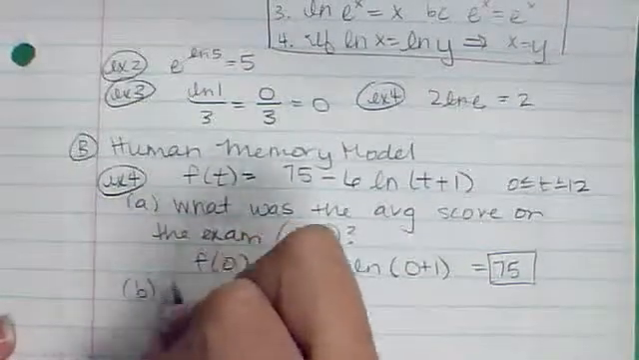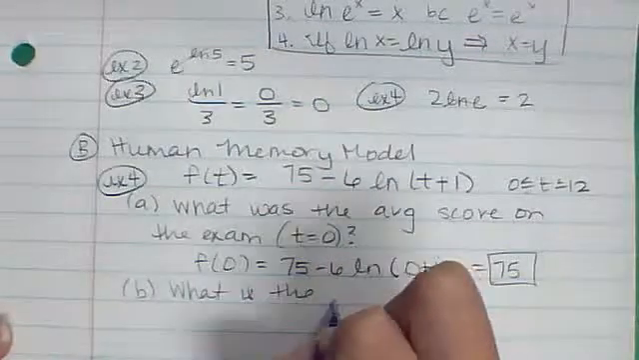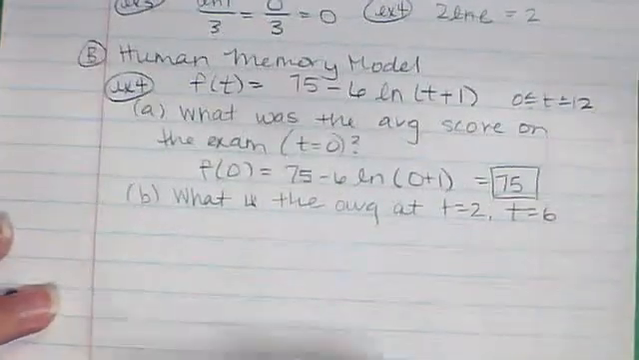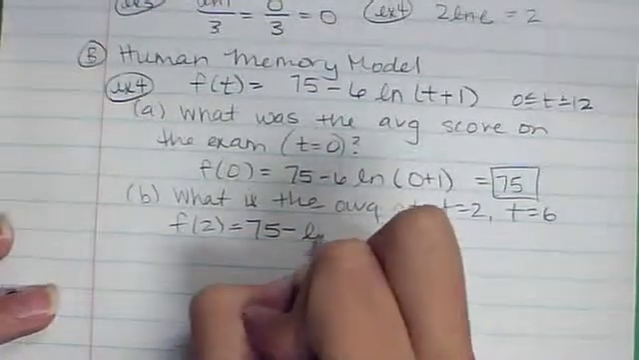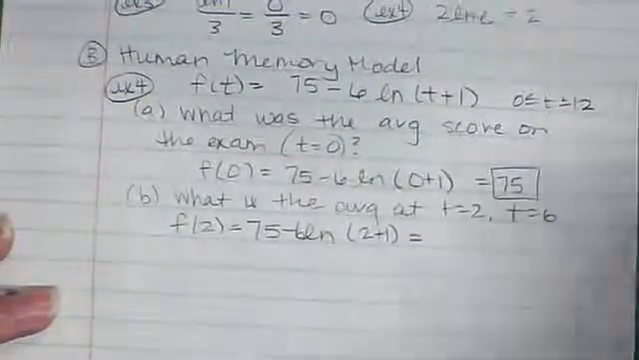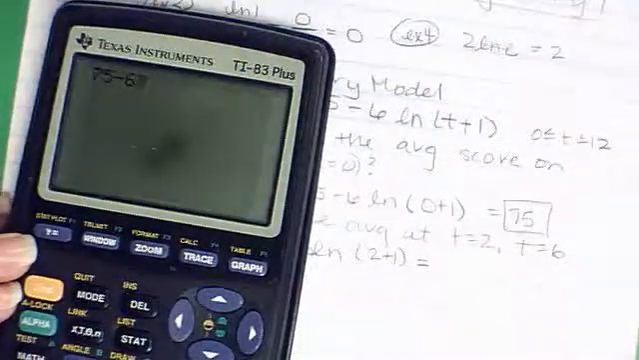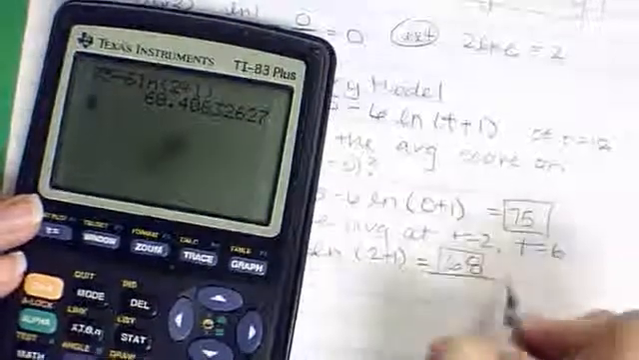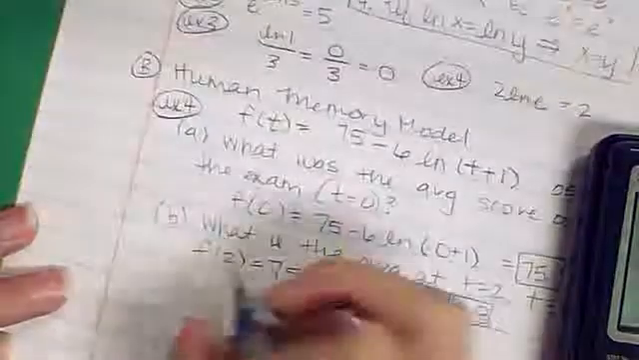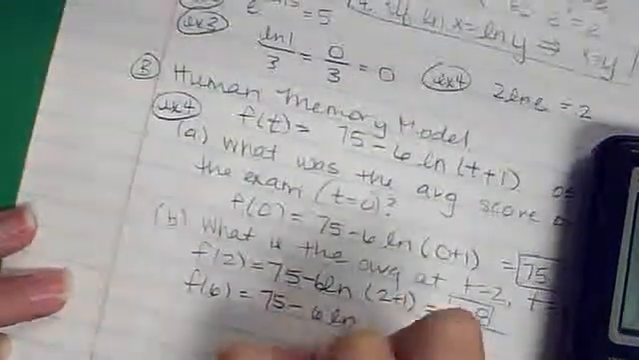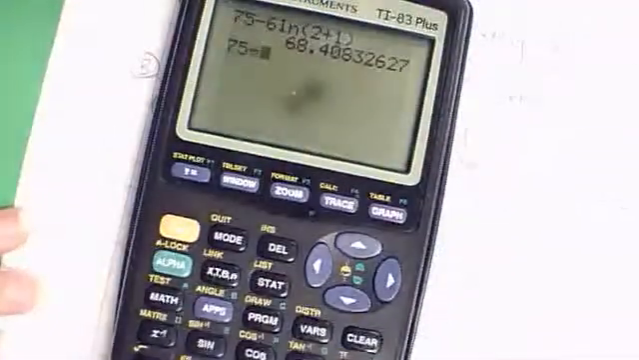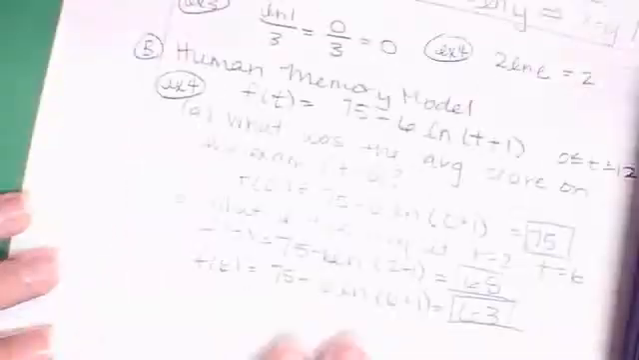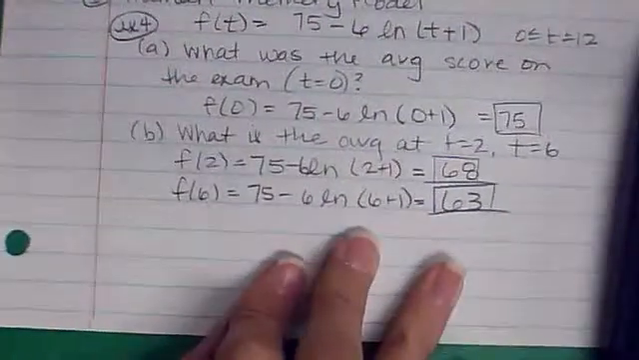The next question we want to ask is, what is the average score at time equals 2 months and time equals 6 months? So 2 months after they were given the lecture and 6 months after. To find that, we're simply going to plug it in to our function and then use our calculator to solve. After 2 months, the average score was a 68. We're just going to round exactly up or down to a score. And after 6 months, let's see what that one does. After 6 months, the average score was a 63. So these people did retain actually quite a bit of information. And that's just one of the examples of a time when you would use the natural log.